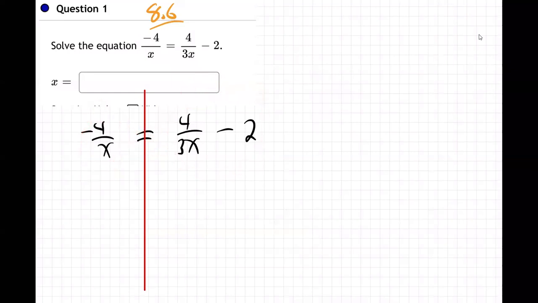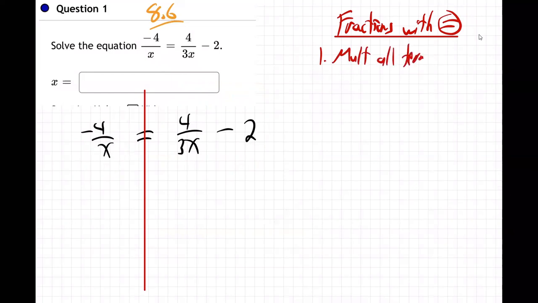All right, so what are we going to do? Well, the first problem is we got these fractions, right? So what do you do? That's what this problem is all about. What do you do when you have fractions with an equal sign? That is the name of the game in this section. Fractions with an equal sign. Step number one, you multiply all the terms.